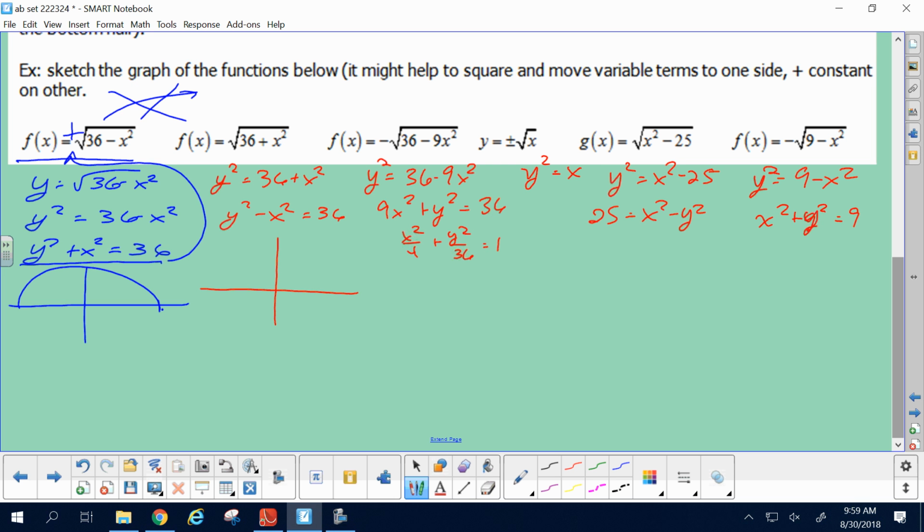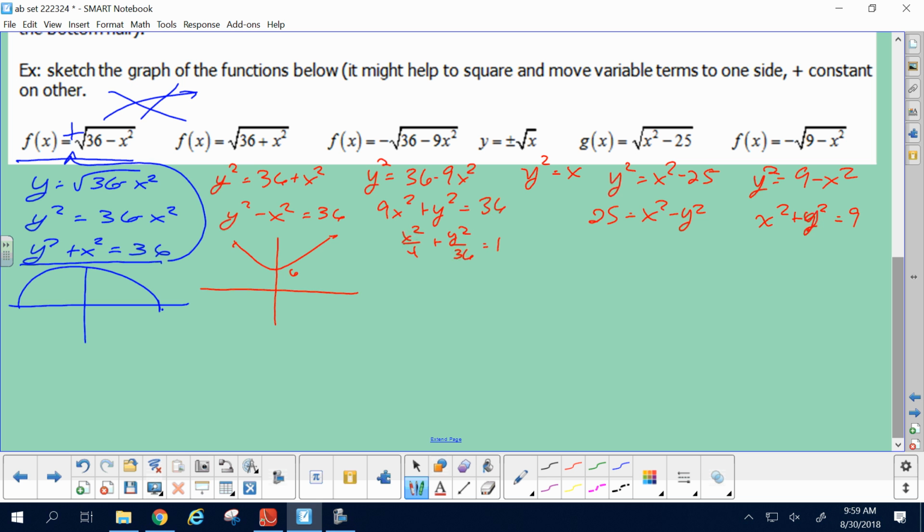Okay. The second one. I square both sides, move stuff over, looks familiar. What kind of graph is it? Two squares, different signs. It's a hyperbola, opening sideways or vertically. Vertically, y squared minus x squared is vertically. When x is 0, y is 6. That's the vertex, 0, 6.